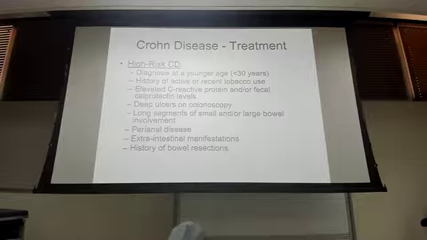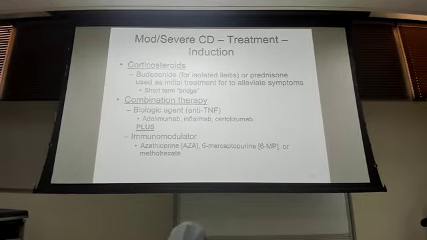And if your patient has had a past bowel resection for any reason, now we're in the high risk Crohn's. So how do we treat these moderate to severe? To induce first, we're going to start with corticosteroids again. Budesonide if it's just isolated to the ileitis, or prednisone to alleviate symptoms. These are going to be short bridges.